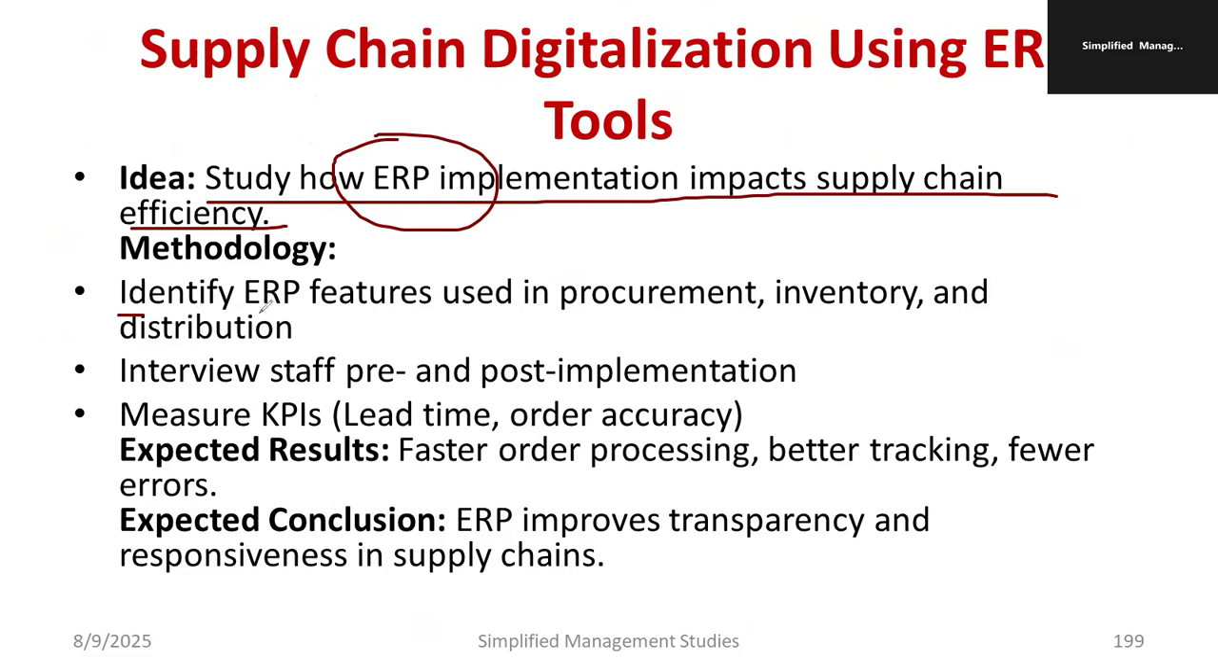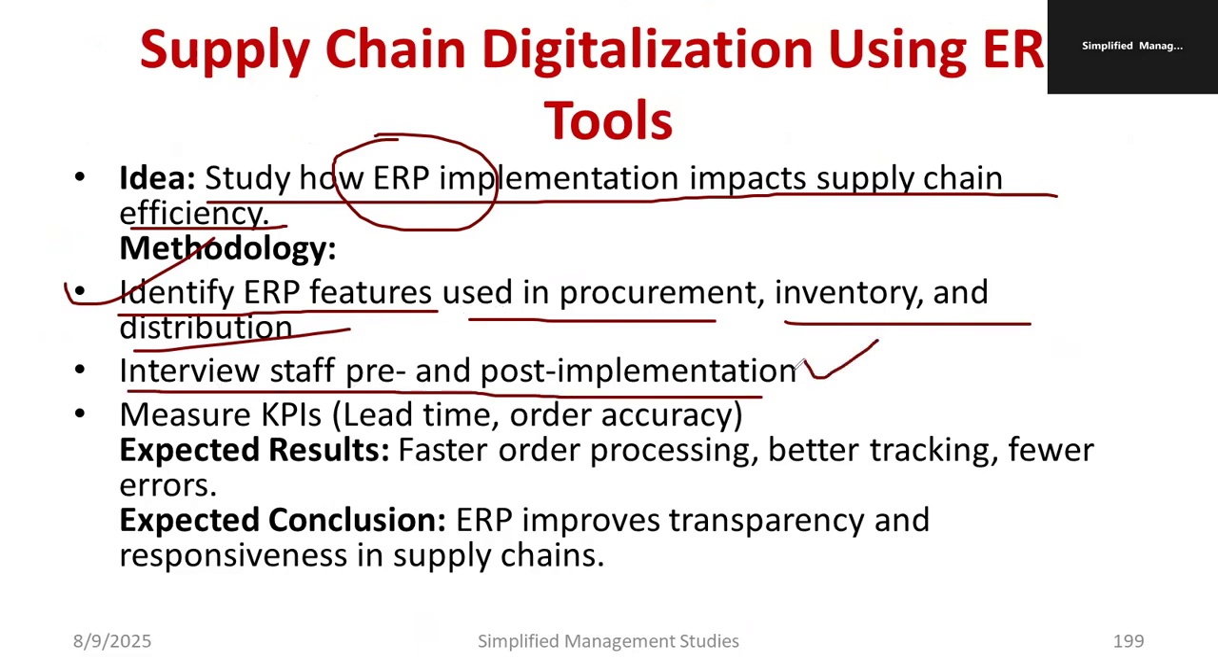So what you can do is identify the ERP features using procurement, inventory, and distribution. Try to study any one ERP, for example SAP ERP or Microsoft ERP. Interview staff pre and post implementation. That is most important. Conduct a direct interview or a Google Form or any other method. You can do it. Then you have to identify the key performance indicators, like lead time, order accuracy, efficiency, etc.